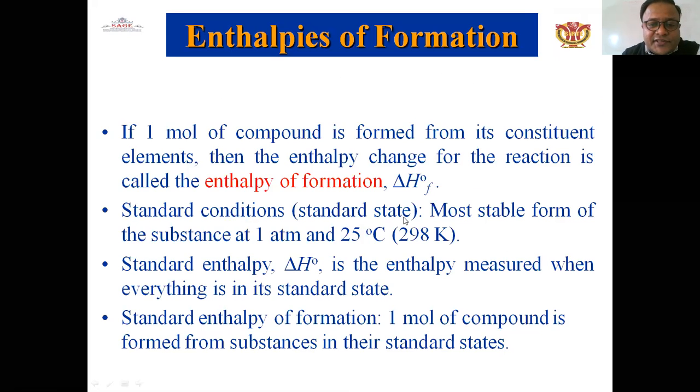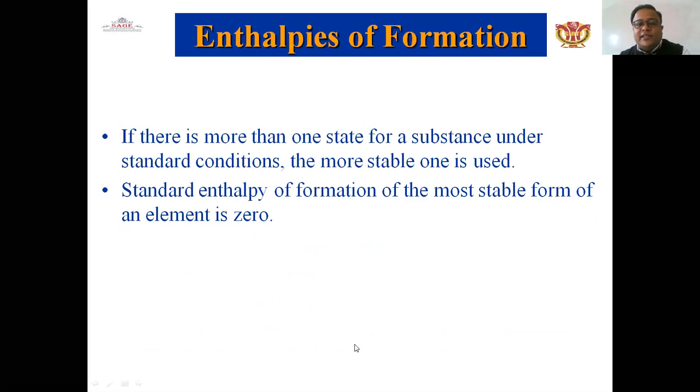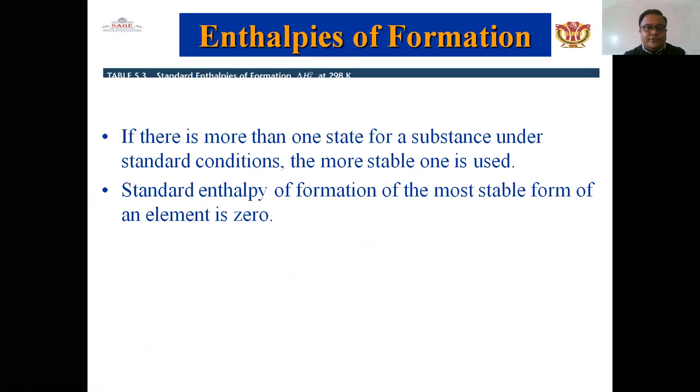Standard condition, that is the standard state, the most stable form of the substance at 1 atmosphere and 25 degrees centigrade, that is 298 Kelvin. Standard enthalpy delta H naught is the enthalpy measured when everything is in the standard state. Standard enthalpy of formation: 1 mole of the compound is formed from the substances in their standard state. If there is more than one state for a substance under the standard condition, the more stable one is used. The standard enthalpy of formation of the most stable form of an element is 0.